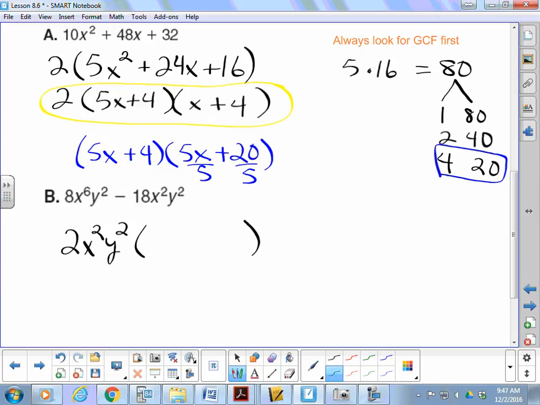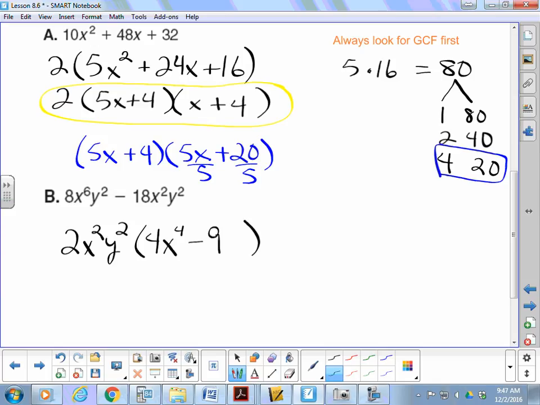So what do we have left? 8 divided by 2 is 4. We had x to the 6 here. We took out x squared, so we have x to the 4th left. And y squared, we took the y squared, so we don't need any more y's. 18 divided by 2 is 9, so we have minus 9, and we took both the x squared and the y squared from here, so all I have there is 9.